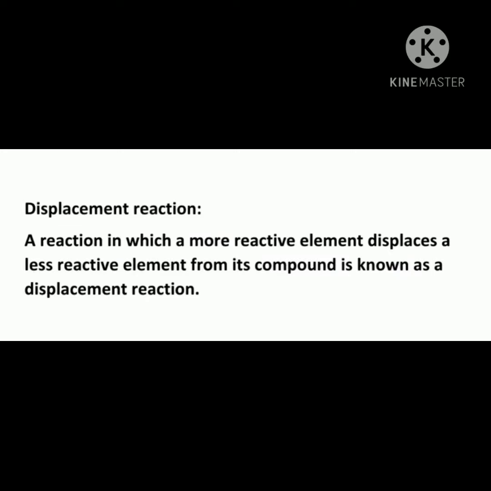A reaction in which a more reactive element displaces a less reactive element from its compound is known as a displacement reaction. So a reactive element displaces a less reactive element. So let's see the general formula. The general formula is A plus BC gives AC plus B. So if you see, B has been replaced by A. So BC now becomes AC and B has been displaced by A.